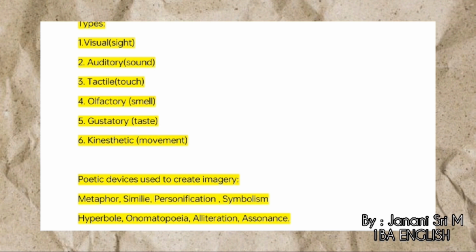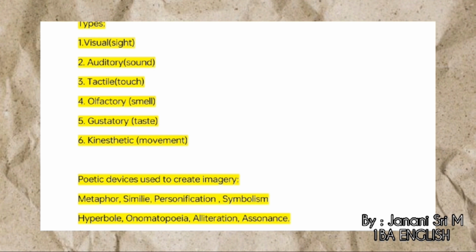Visual imagery, sight: descriptions of what can be seen; auditory imagery, sound: descriptions of sounds and noises; tactile imagery, touch: descriptions of textures, temperatures, and sensations; olfactory imagery, smell: descriptions of scents and aromas; gustatory imagery, taste: descriptions of flavors and tastes; kinesthetic imagery, movement: descriptions of physical sensations and movements.